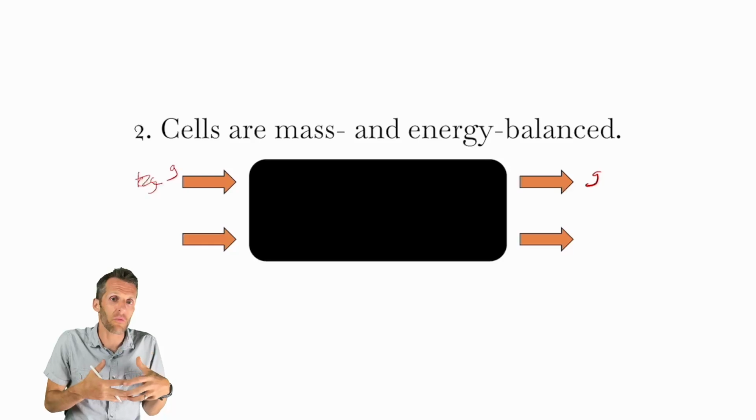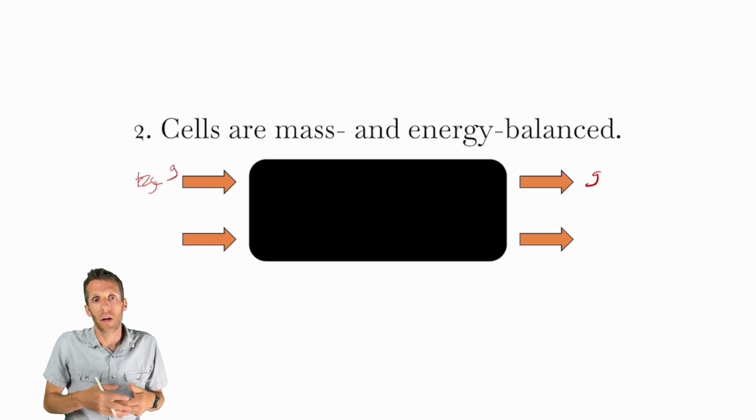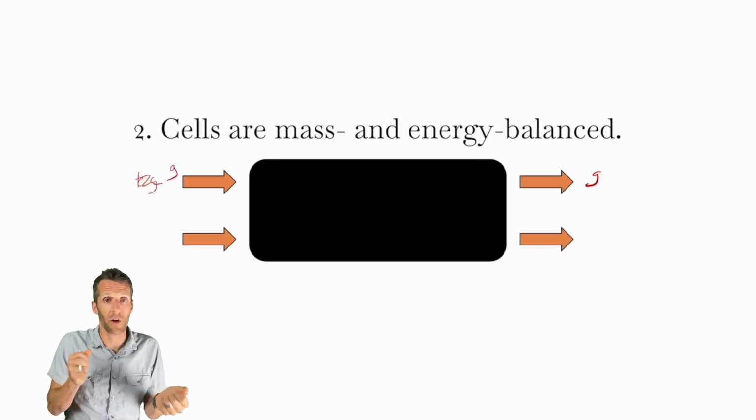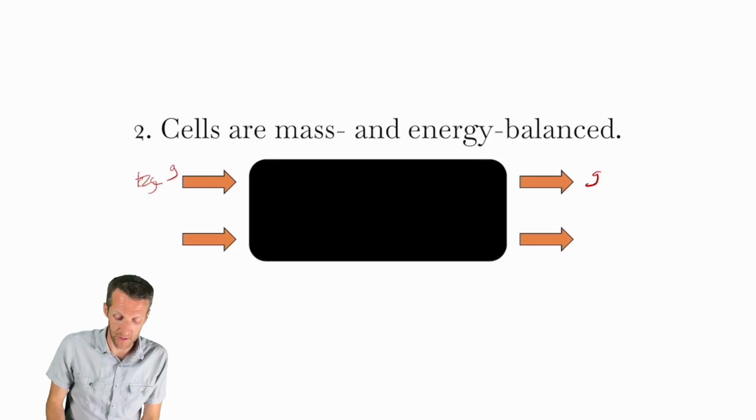So cells don't net accumulate mass over time, because if they did, they'd get bigger and bigger and bigger, and they would break down, or there'd be other issues. And they have to take in enough to keep replacing what they lose, right? If they're dumping out more than they take in, then they're going to shrink down to nothing, right? So cells must keep the same amount of mass in and the same amount of mass out. Analogously, they have to do the same thing with energy.